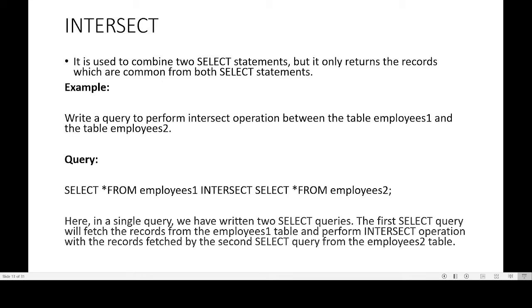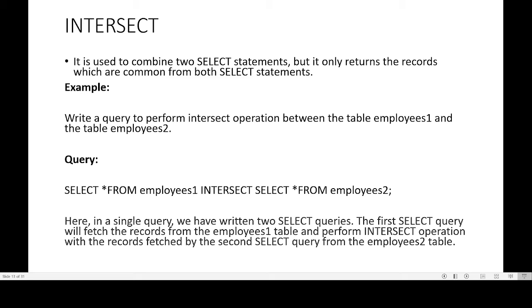Next we have the intersect set operator. This one is used to take the common entries from both the tables. So we are performing the intersect operation between two tables, employee 1 and employees 2. Here the query is like this: select star from employee 1. This one fetches the records from the table employee 1. Then select star from employee 2. This statement fetches the records from table 2.